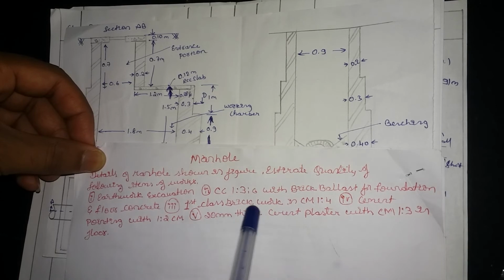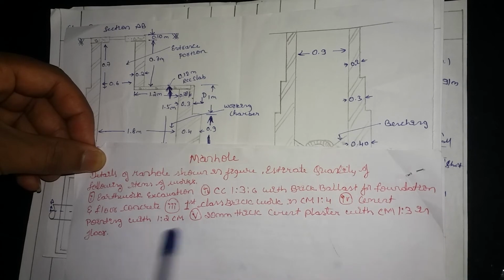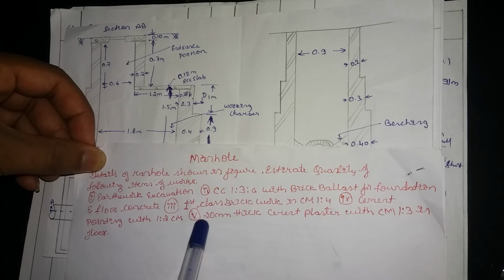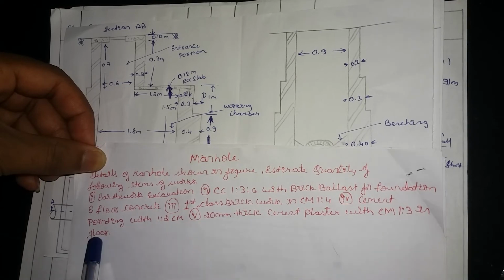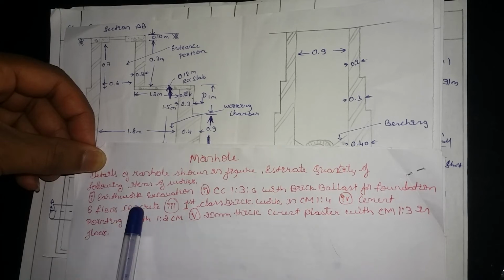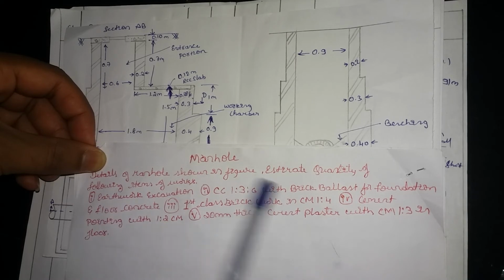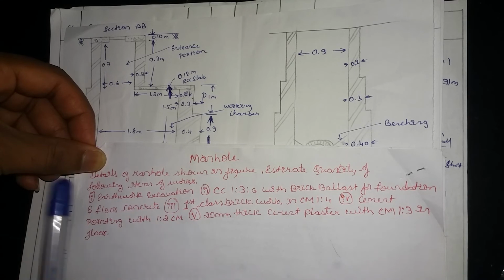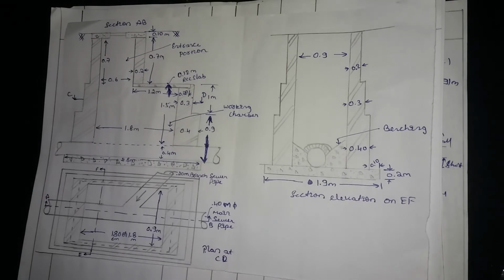Then first class brickwork in cement mortar 1:4. Along with that, he has to find out the cement pointing with 1:2 cement mortar, which we are going to find out today. Then 20 mm thick cement plaster with cement mortar 1:3 in flooring. So he has to find out the flooring and the pointing, then the brick ballast for the foundation and the floor concrete, and also the earthwork excavation. Simple question, simple things asked. Now we'll see the diagram and move on to solving this question. The first ask is just a simple thing, that is earthwork.